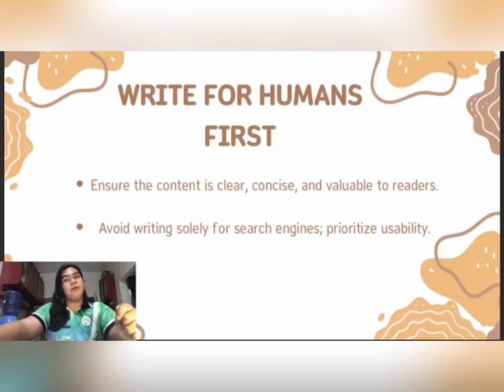So writing for humans first means making your content easy to read, understand, and helpful for real people. Focus on explaining things clearly and keeping it simple instead of trying too hard to impress search engines. When your writing is useful and easy to follow, both readers and search engines will like it.